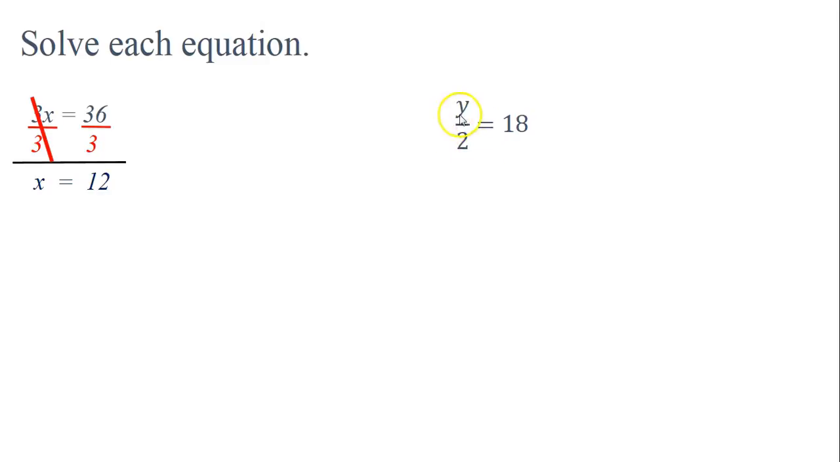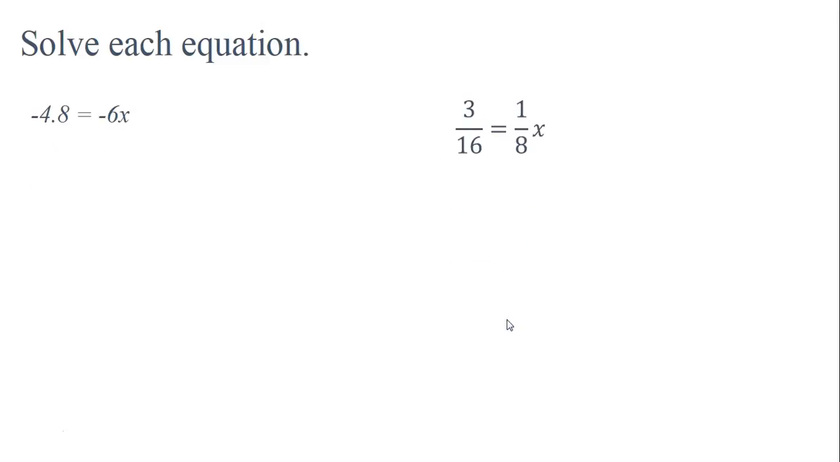So what do we do when there's a 2 on the bottom? When we divide by a number that is a fraction, we multiply by its reciprocal. So we're going to multiply by 2 over 1 on each side. We're going to cross these 2's, they cancel out. So we're left with a 1y on this side. Y is equal to 18 times 2. So y is equal to 36. 2 more.